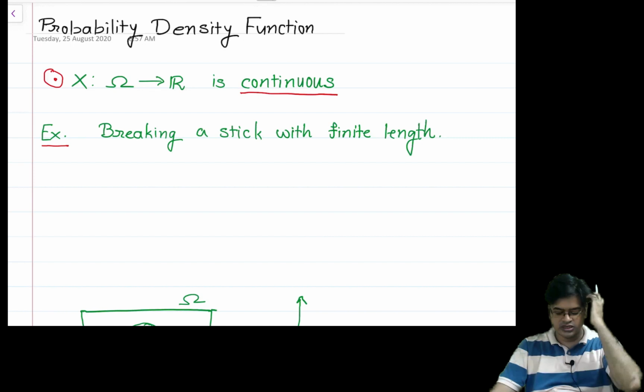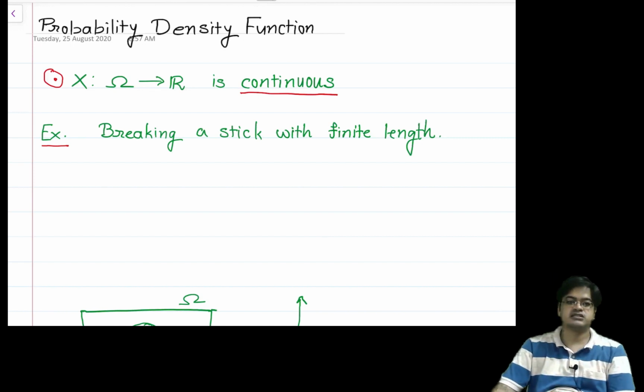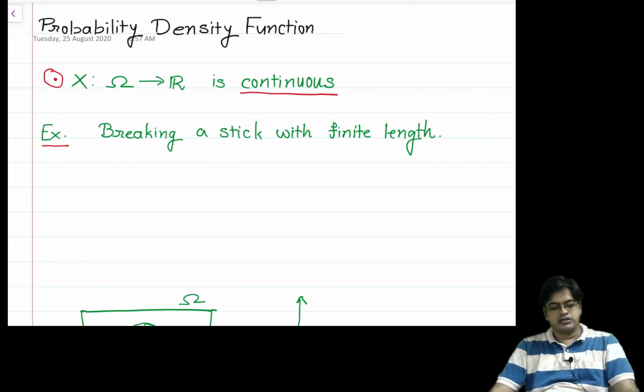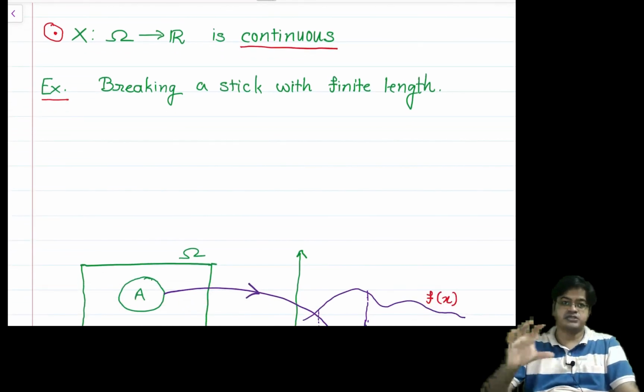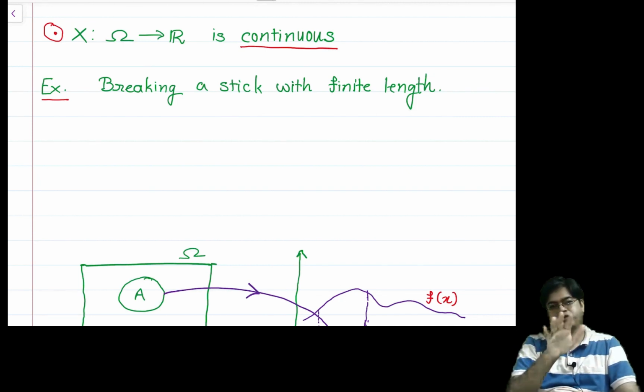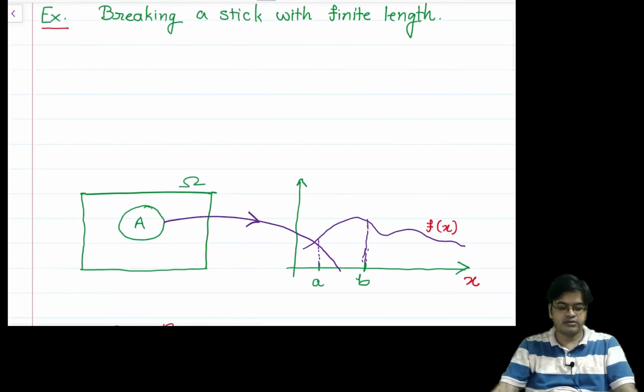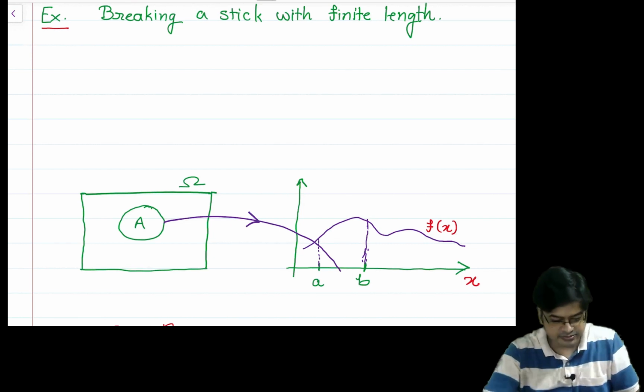Another example we have seen in our elementary classes is hitting a dart on a unit square. That is also an example, but that sample space belongs to R2. So let us say the sample space belongs to R2, and we have to map a random variable in such a way that it comes on a real line. Let us say I have some sample space in R2 and I have defined a mapping from omega to R such that the event A is mapped onto the interval a to b.